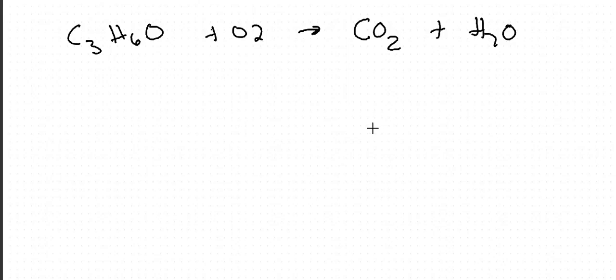So what do we balance first? Probably the carbon. We balance carbons first. How many carbons do you have there? 3. How many do you have there? 1. So what number goes here? 3. What do we balance next? Oxygens are always last.